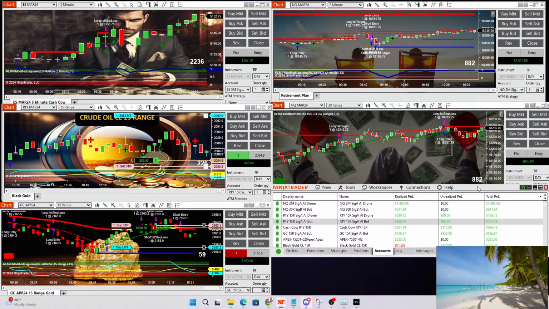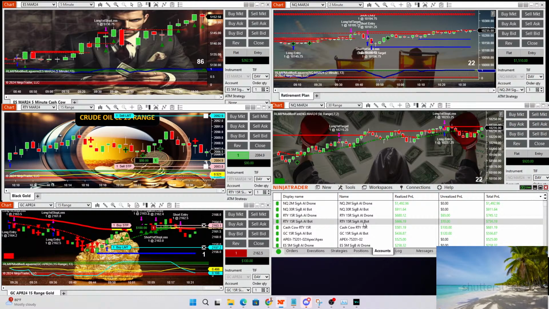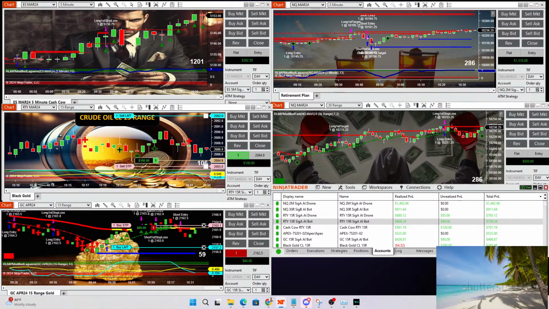See my P&Ls here. Our top strategy is the 2-minute signal AI drone, up 1492. The 30 range signal B is up 911. I also took a really nice winner on my Apex to go up, so that strategy is probably up about 1700 right now. This 15 range on the Russell, the drone, and the bot are next.